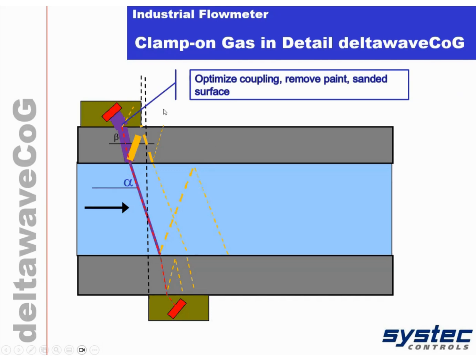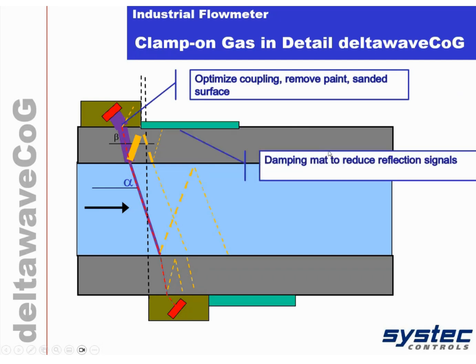What happens? So we see here the yellow is the reflections which we don't want to have. We want the damping mats on the pipe, and they lead to a damping of this reflection. So we effectively reduce the reflections.